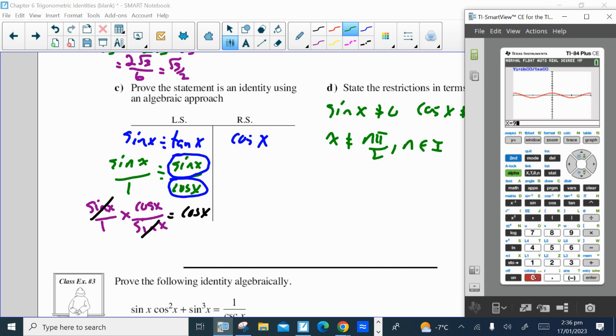If I let x equal 90 and hit enter, again, no y value is displayed. That shows that 90 degrees is also a non-permissive value. 180, no y value. That's a non-permissive value. Negative 90, no y value. Negative 270, no y value. So you can use the graphing calculator to verify your non-permissive values.